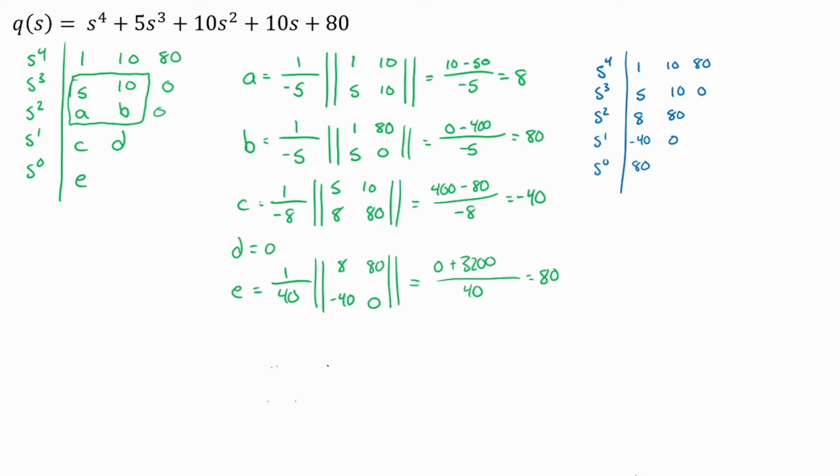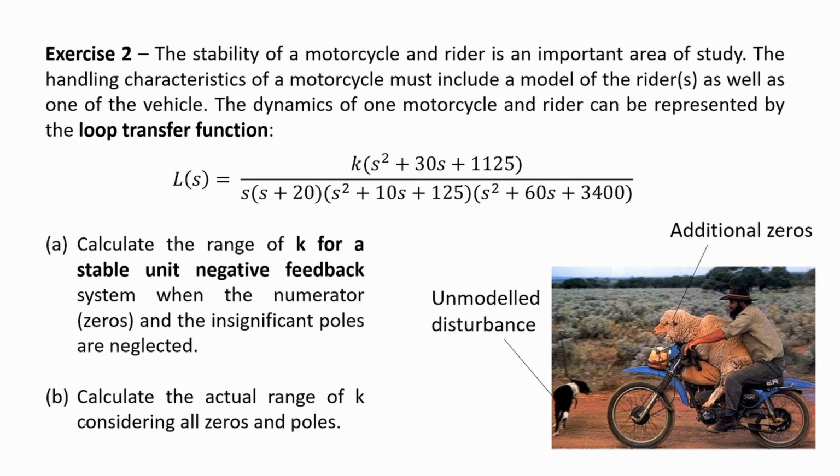Okay, so now we have completed our table, and what we notice is in the first column we have two sign changes. And therefore we know that the system will be unstable. And that is the solution to question number 1 of your tutorial.